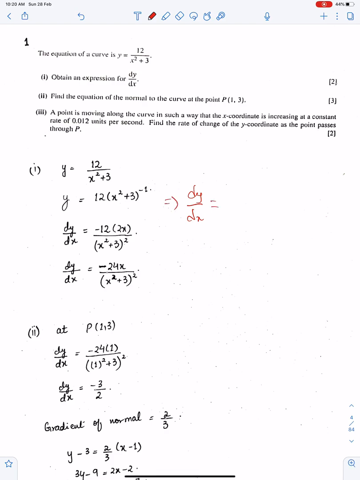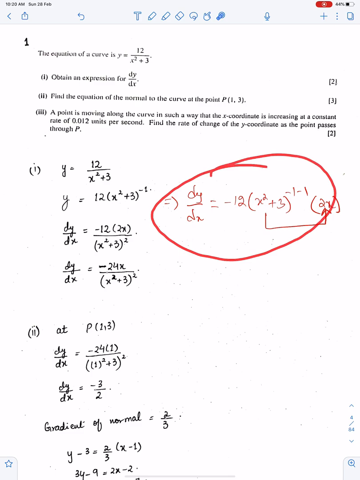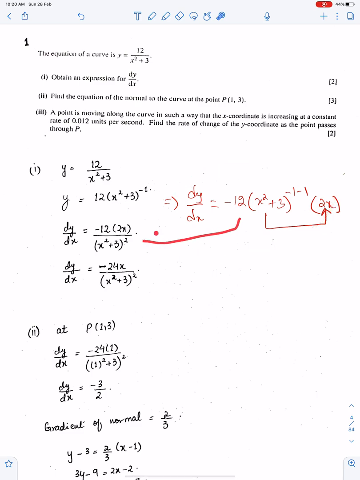Make this power the coefficient, subtract the power by 1, and take the differential of the bracket. This is the way to differentiate composite algebraic functions. And this is the simplified form of this equation. And this one as well. So this is the final answer of part 1.